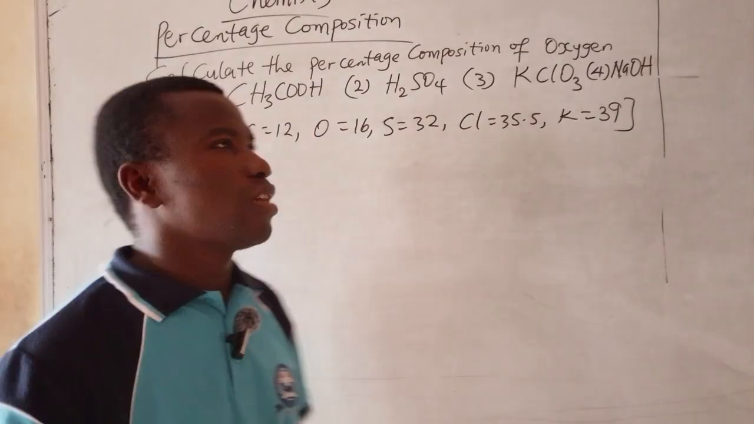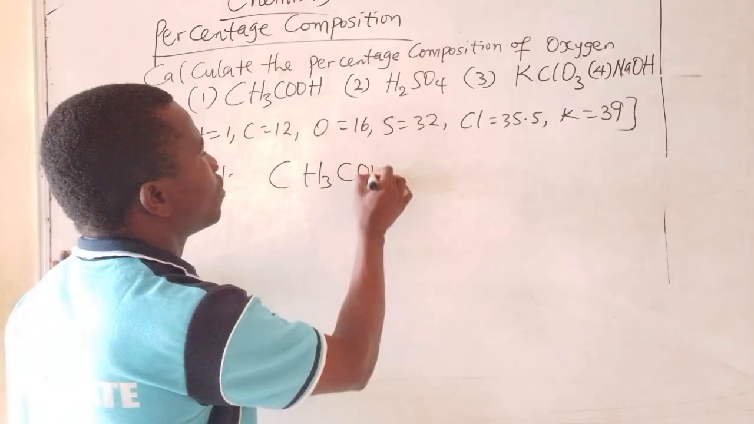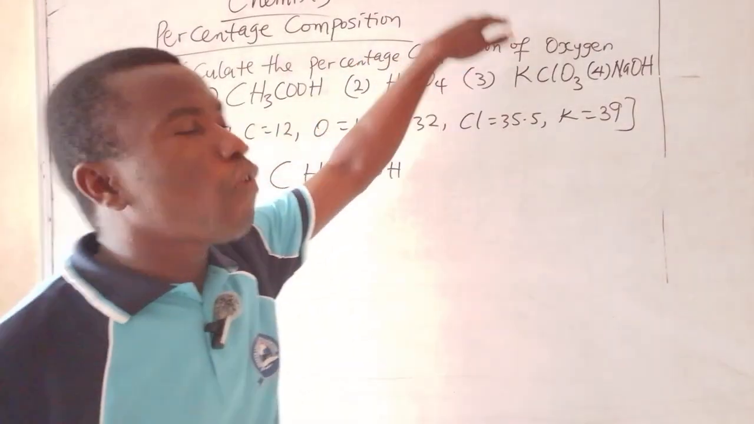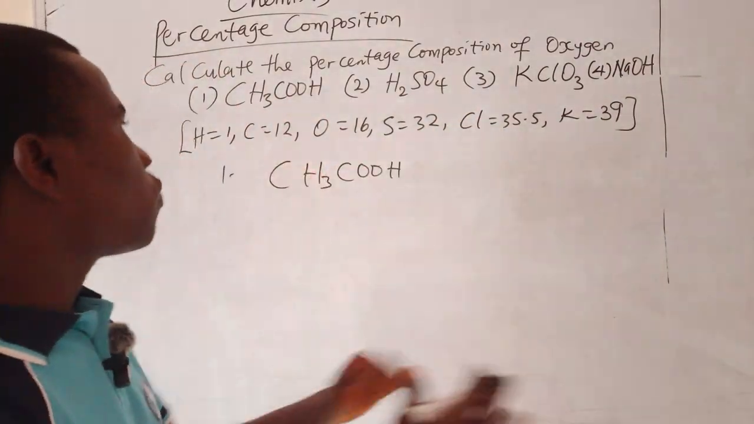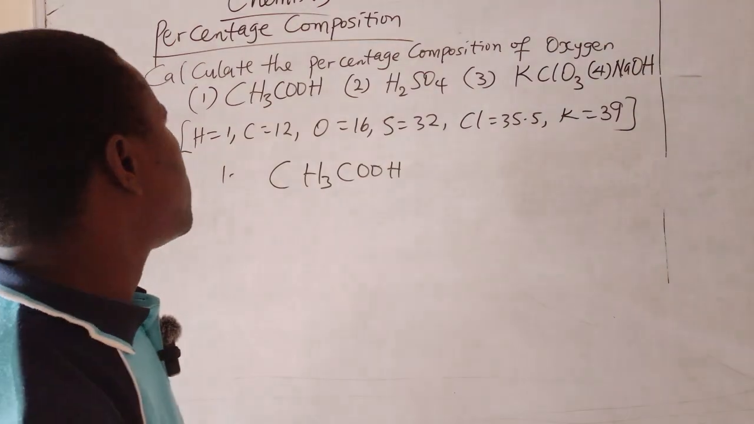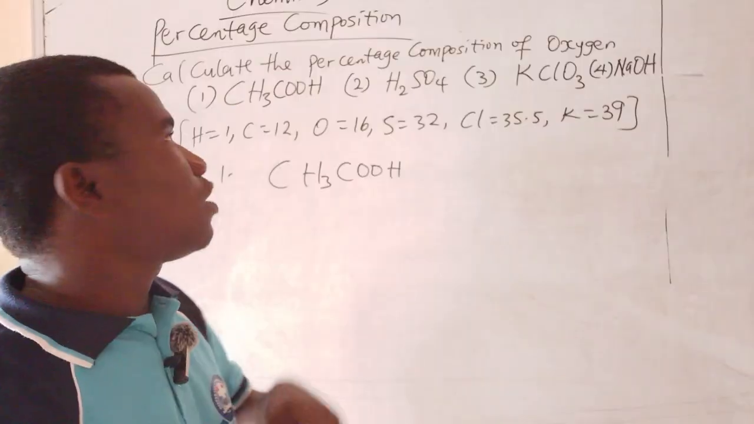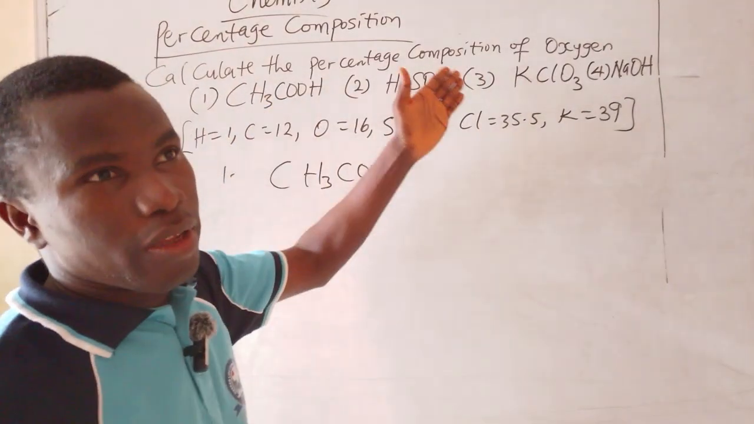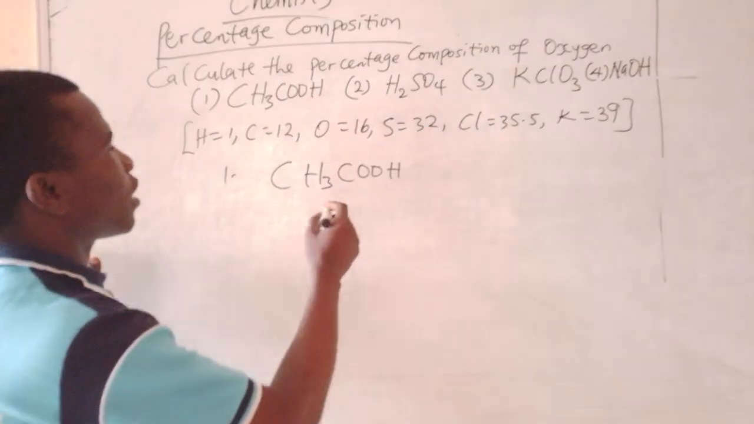Now, how do we do that? Let's take the first example, number one, CH3COOH. The question says we should calculate the percentage composition of oxygen in each of these compounds. So what we are going to do first of all is to find the total mass, or the molar mass, of this compound. That's what we are going to calculate first. So let's calculate the molar mass.